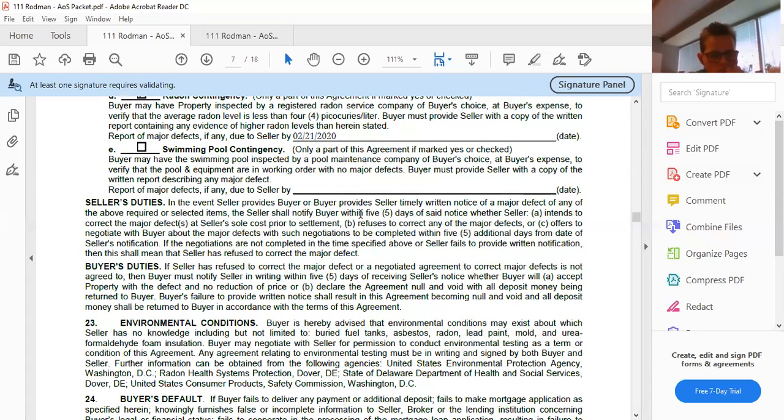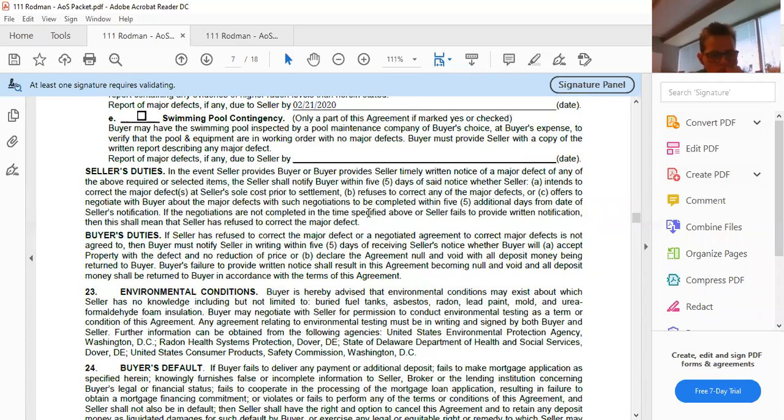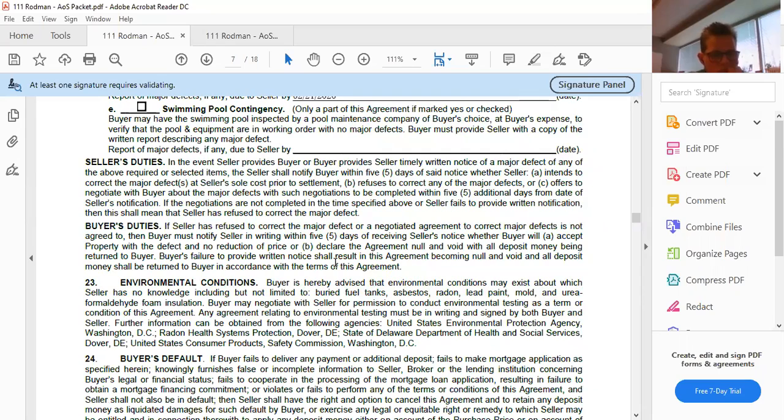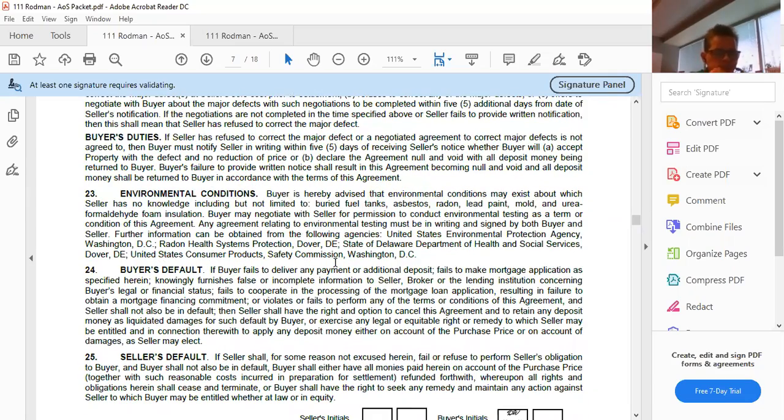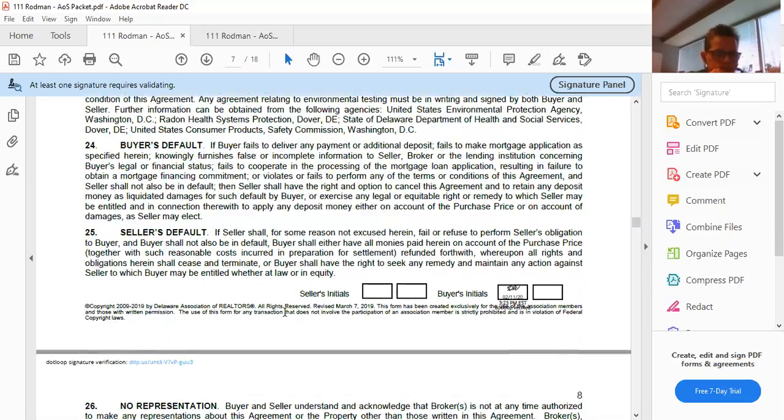Just read through it. It talks about the delivery of the documents, and then the seller is responsible for major defects that the buyer requests. The buyer submits major defects. If the seller refuses to do a repair, then the buyer has the option to accept that or possibly get out of the contract if they choose. Environmental conditions, buyer's default, seller's default. Again, just take some time and read it.